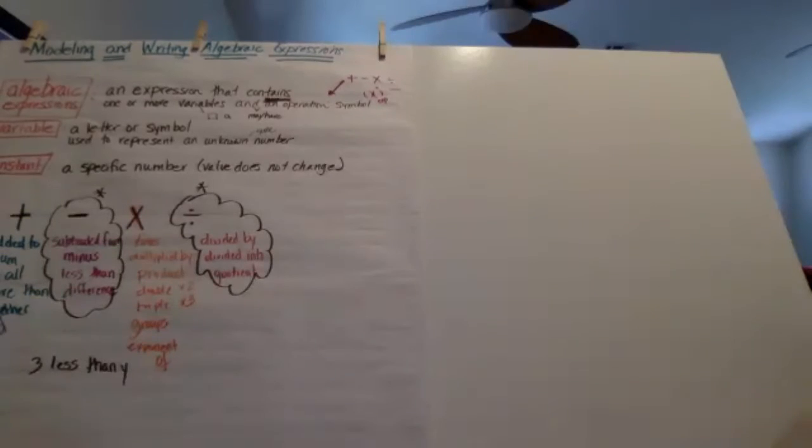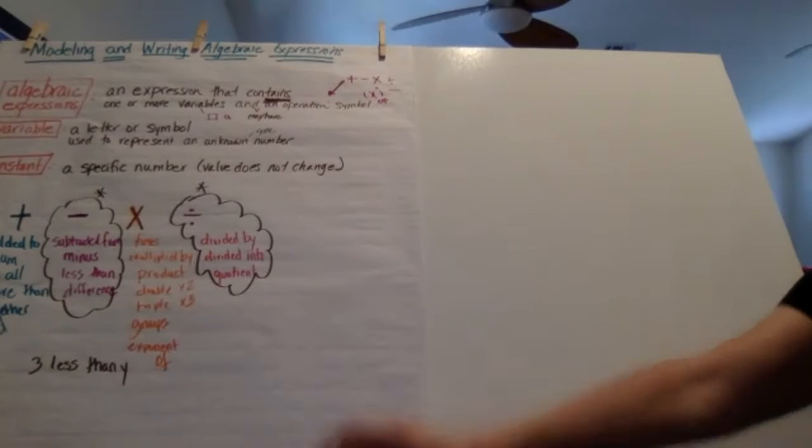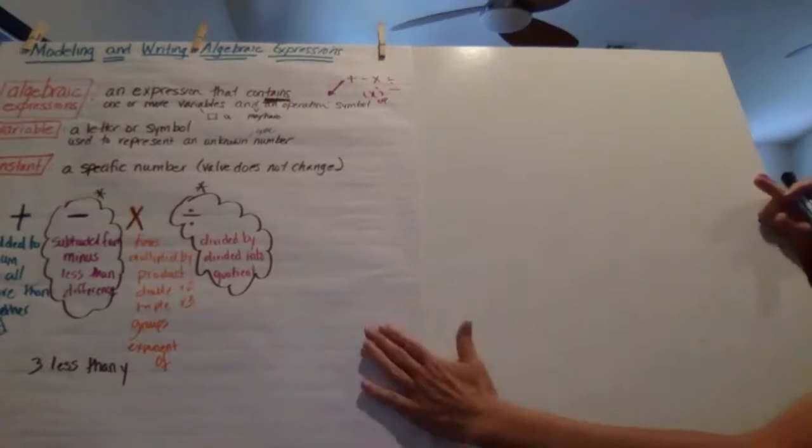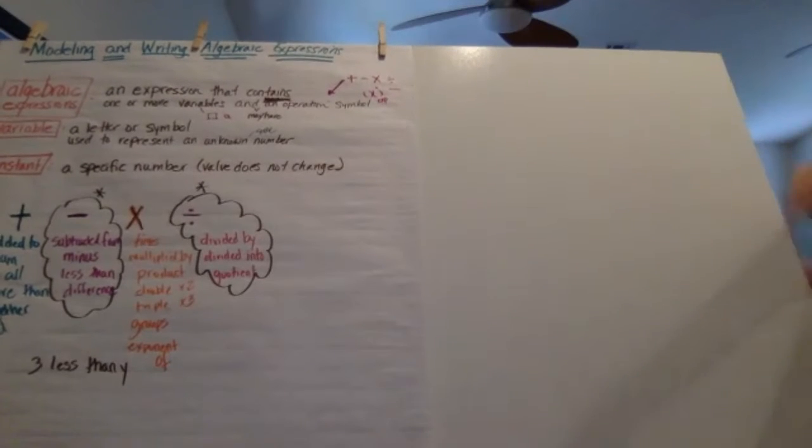Today we're building on what we're doing. This time we'll have an algebraic expression written for us. We've been working on writing them from scenarios. We're building on it. Now, once we have an algebraic expression, we're going to evaluate it for having more information.